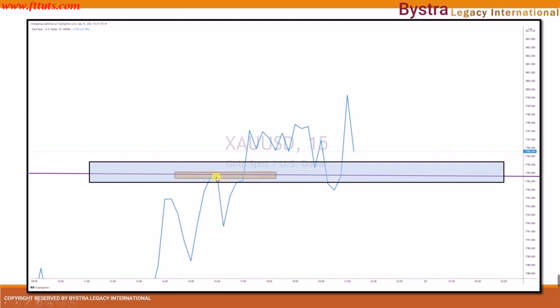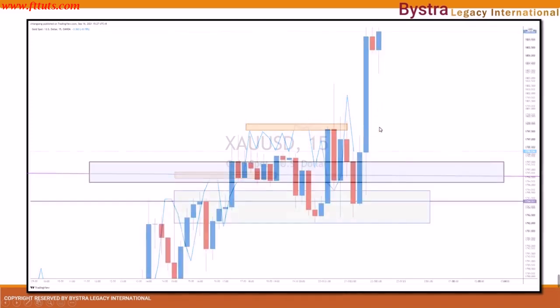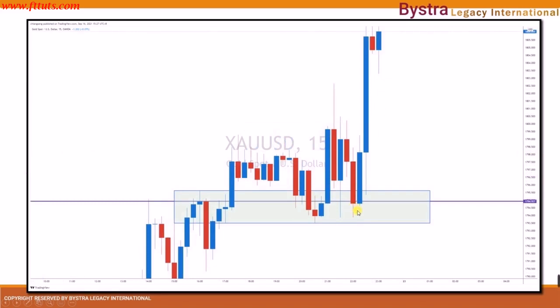So the first resistance, the R1, second resistance here. Okay, so here you can see that there are multiple resistances. So it's okay, just take any of these, the topmost one, the very top, and mark it as your resistance. So it broke this resistance, it broke all of these resistances, and then came back down, took our order and continued on the uptrend. So you get the buy order very well.